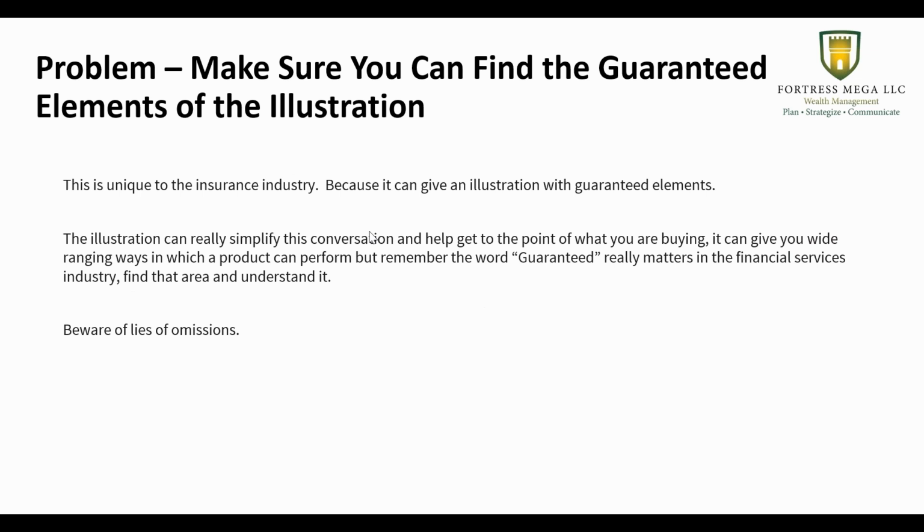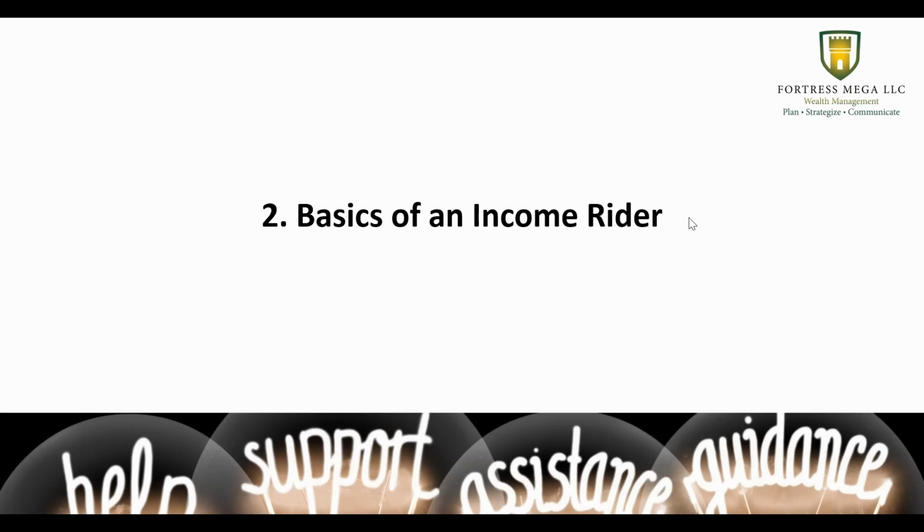Because these are unique, I would argue this simplifies the conversation, and I would always get an illustration and look for the guaranteed elements. With income riders, there can be guaranteed and non-guaranteed elements, and they're both really important conversation points. But as a consumer, I would suggest you go to the guaranteed column and understand what that's doing for you first, because most of the time when you're buying insurance products, it's for the guarantee. If you're seeing non-guaranteed elements, that can still be good, but you might have certain things omitted. So go find the guaranteed component of the illustration, and you have a good faith attempt at understanding how the product works.